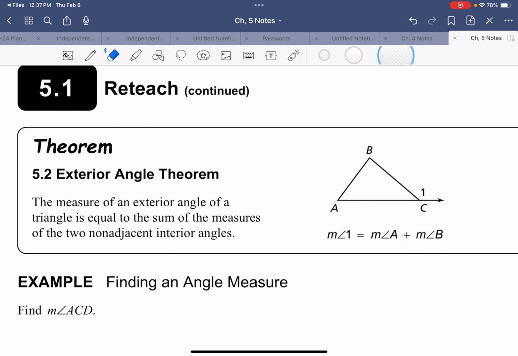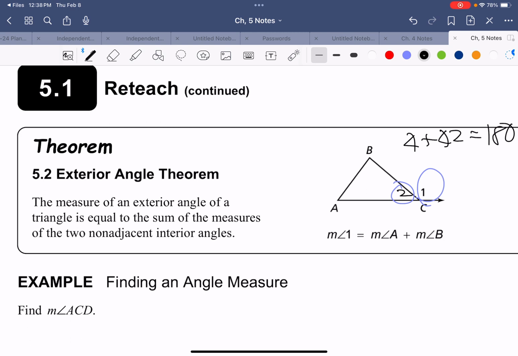This theorem is telling us that when we have an exterior angle of a triangle, it is going to be supplementary to the interior angle that it's adjacent to. We would be able to say, I'm going to number this angle 1 and angle 2, so angle 1 plus angle 2 equals 180. And then what we're also able to say, based on this theorem, is that angle 1 will be equal to the sum of the two angles it does not touch.